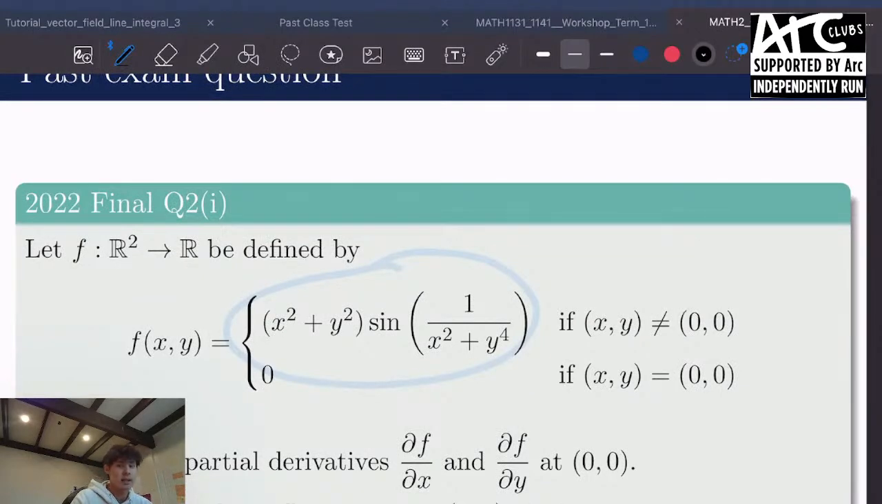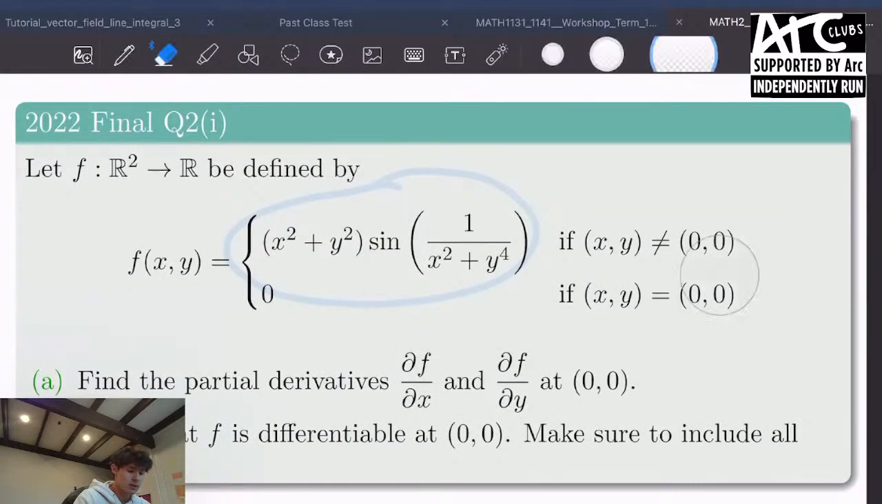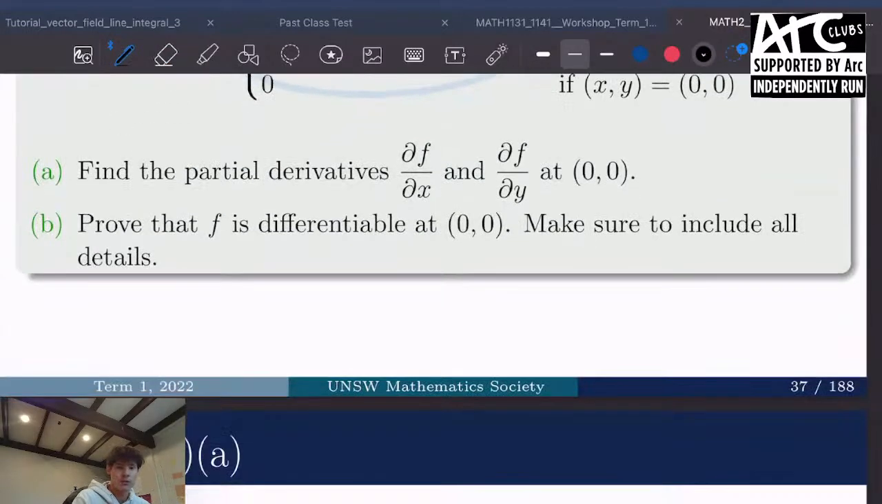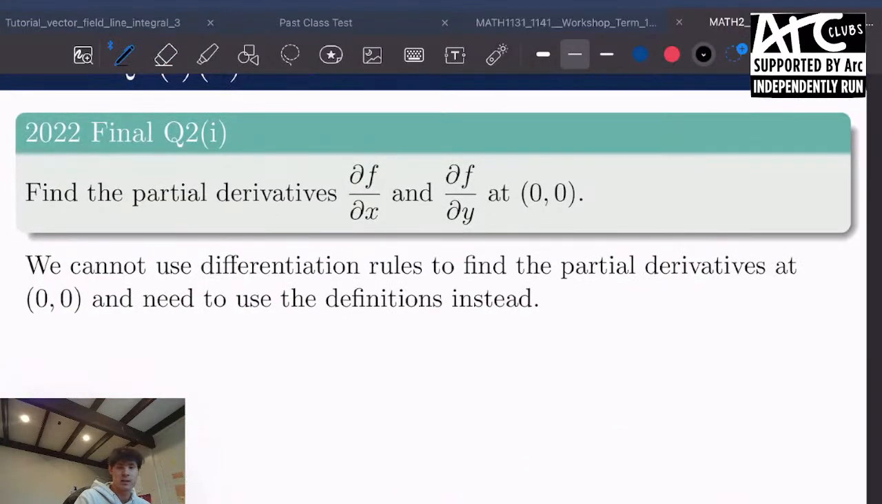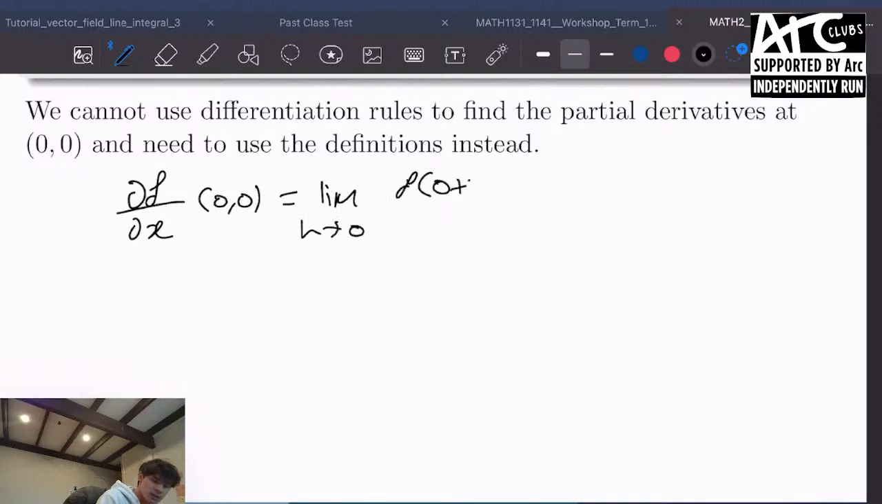However, in a case like this, when we're looking at the point (0, 0), we will have to apply the definition and we can't just use our rules for differentiation. So let's just look at df/dx, for example. How do we find this from the definition? Well, the definition can be written like this. That is f of (0 plus h, 0), minus f of (0, 0), divided by h.